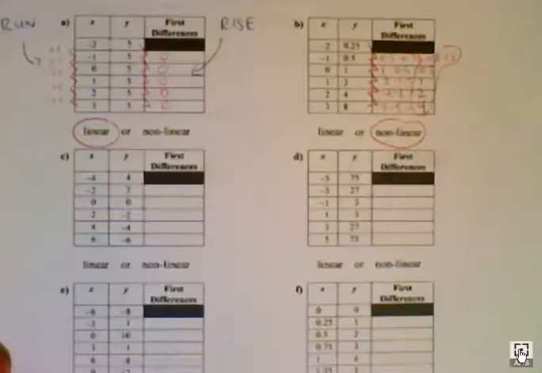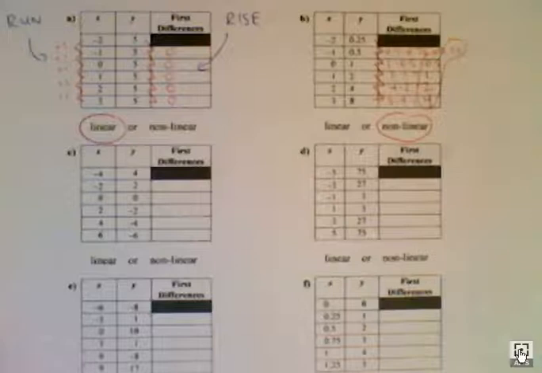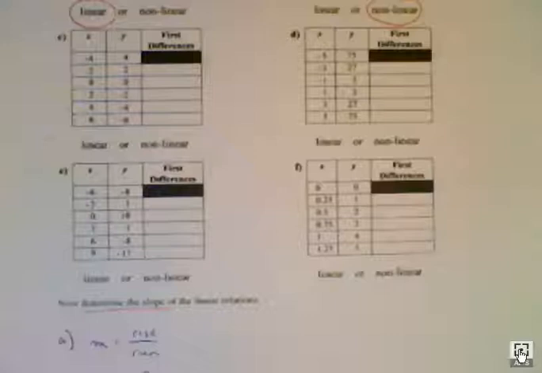And these are the first differences. They are not constant, they are different. So this is non-linear. If we were to graph these points, it would have a curve to it, not a linear relation. So I want you guys to try C, D, E, and F. Give them a go. And I will do these as well.